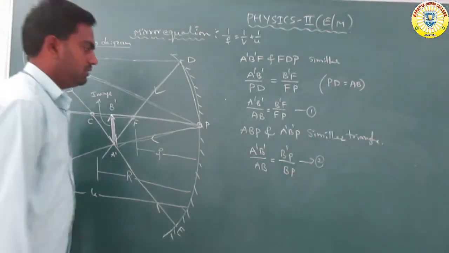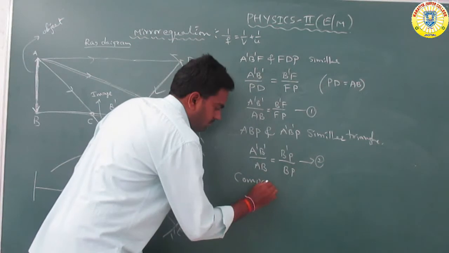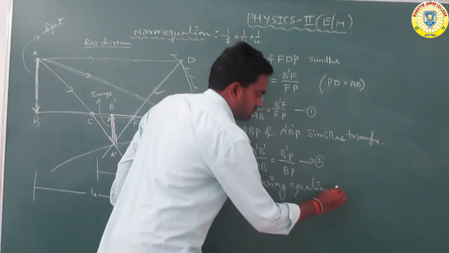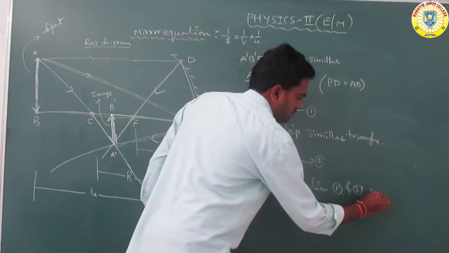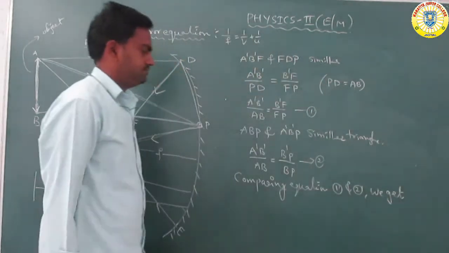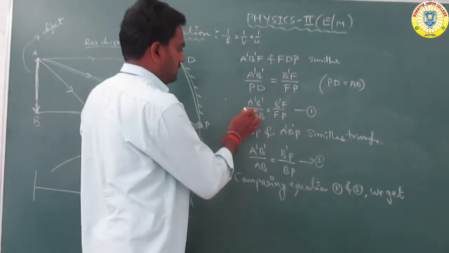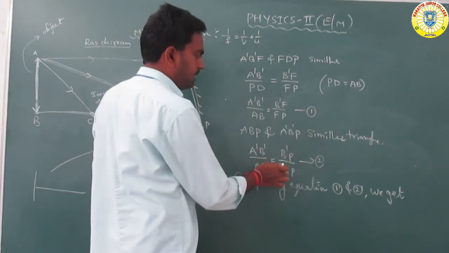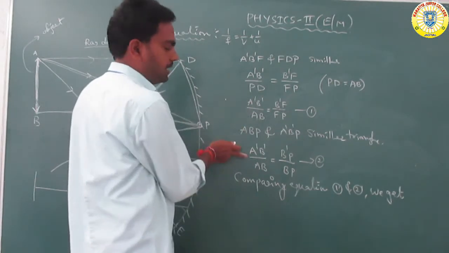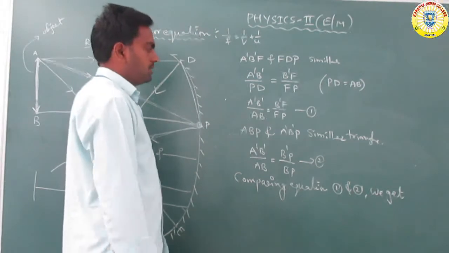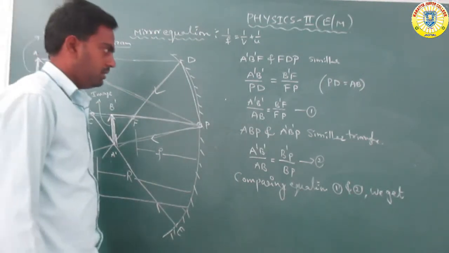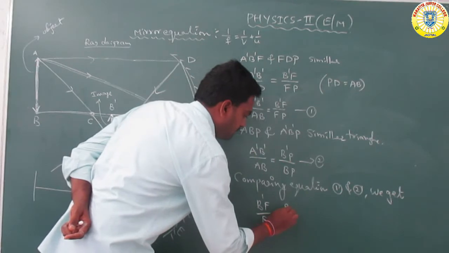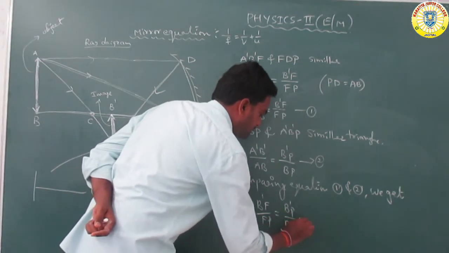Now comparing equation 1 and 2, we get A dash B dash by AB is equal to B dash F by FP, and A dash B dash by AB is equal to B dash P by BP. The left sides are equal, so the right sides are also equal. So B dash F by FP is equal to B dash P by BP.